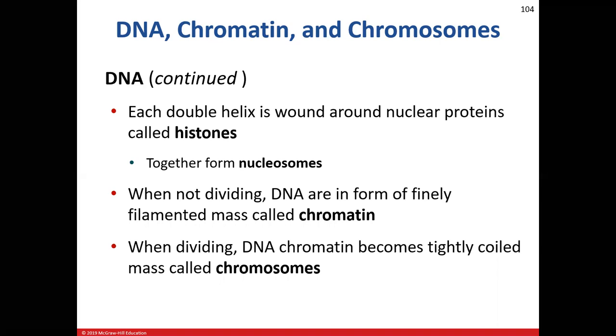DNA is also a double helix that's wound around nuclear proteins that we call histones. When we take this winding and these histones together, they form what are called nucleosomes. When DNA is not dividing, it's in the form of finely filamented masses called chromatin. But when it is dividing, it forms a very tightly coiled mass, and this mass is called a chromosome.